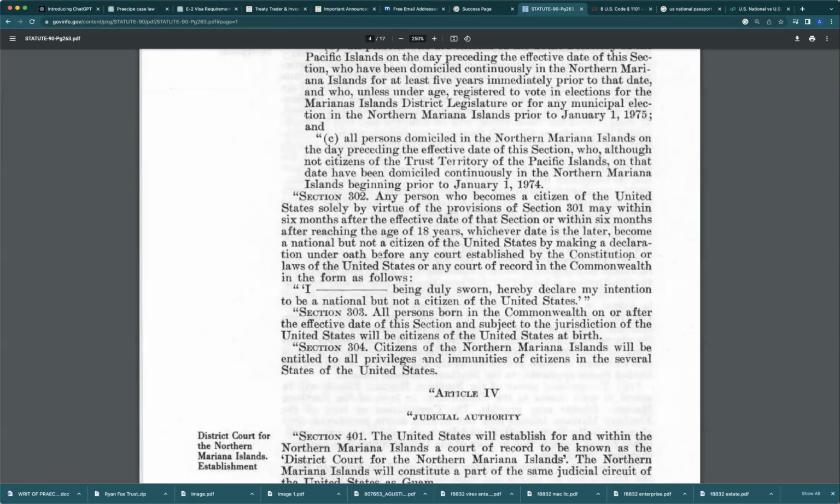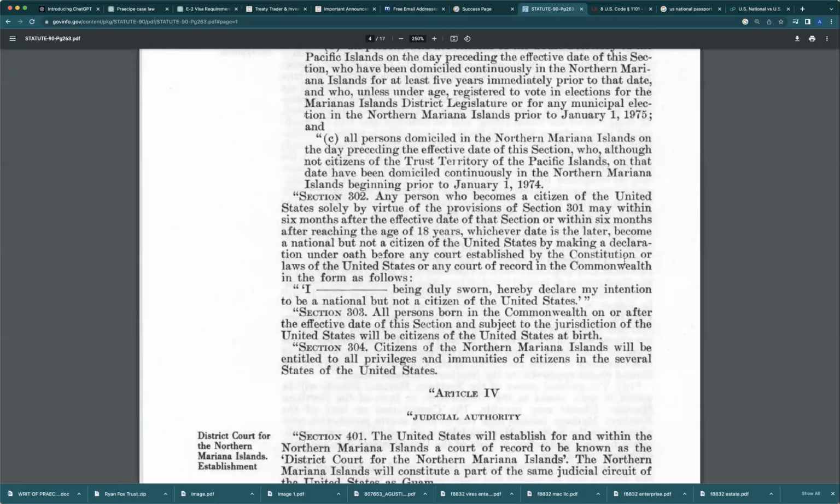They make you raise your right hand, say the Pledge of Allegiance to the United States, and that is not making a declaration as a national, but not a U.S. citizen. There's only one way to do this. You need to do this before a court that is established by the Constitution. And a declaration, what is that? You are declaring something. That's something that has to be written down and sealed or stamped by a clerk of the court who is established by the Constitution.